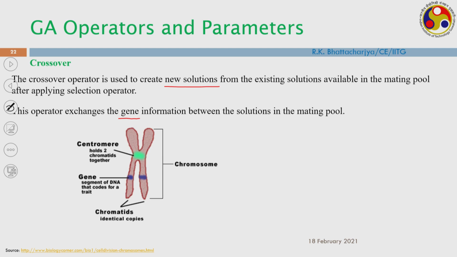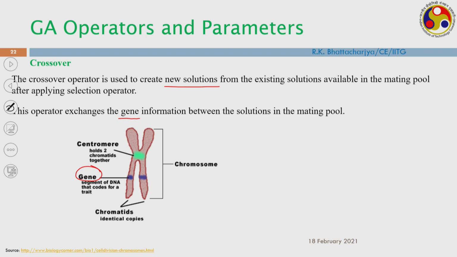This is a biological chromosome. This chromosome consists of genes. And then what is happening during reproduction? The chromosomes exchange gene information, and they transfer the characteristics of the parents to their offspring. So, this is the function of crossover.